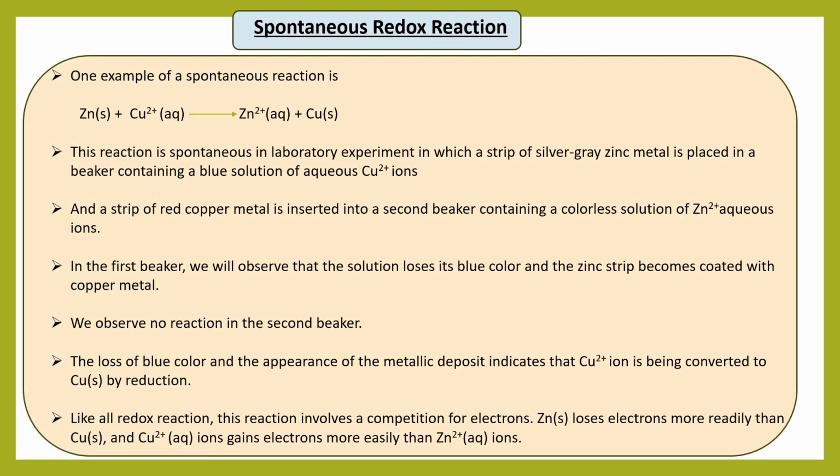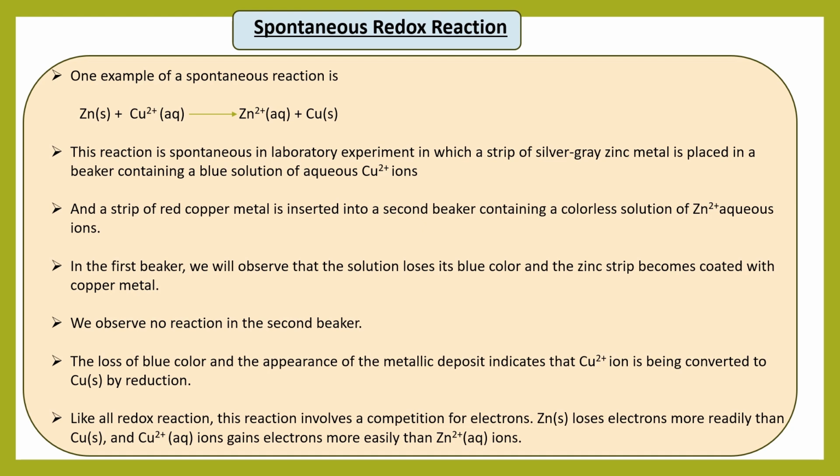Spontaneous redox reaction. One example of a spontaneous reaction is where Zn reacts with copper ion and forms zinc ion and copper. This reaction is spontaneous in a laboratory experiment in which a strip of silver-grey zinc metal is placed in a beaker containing a blue solution of aqueous Cu2+ ions, and a strip of red copper metal is inserted into a second beaker containing a colorless solution of aqueous Zn2+ ions.